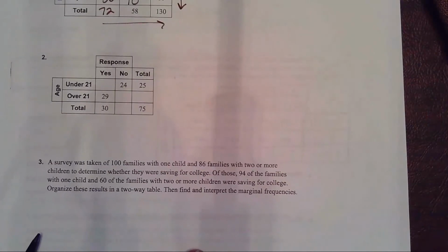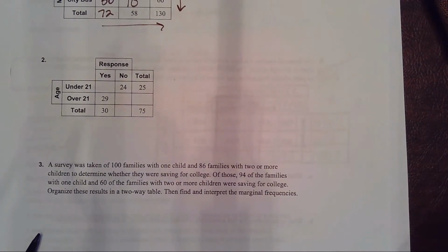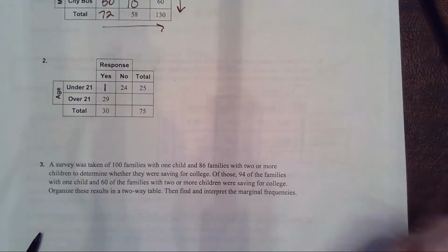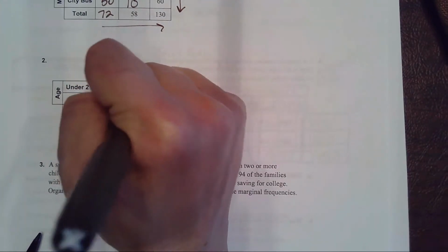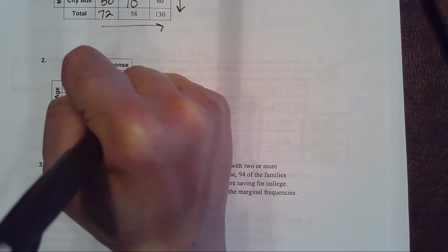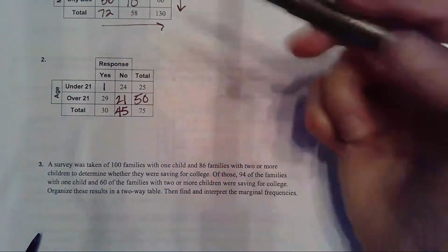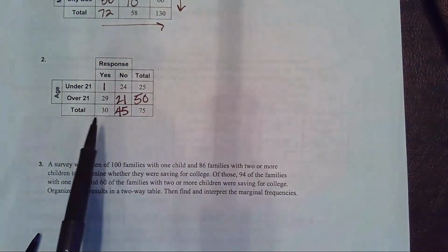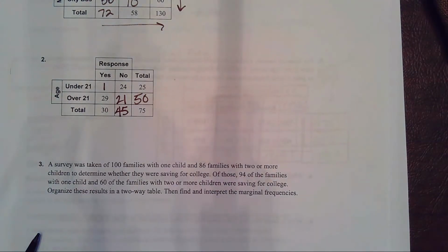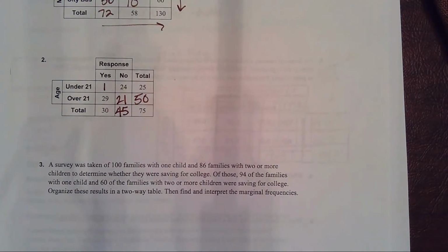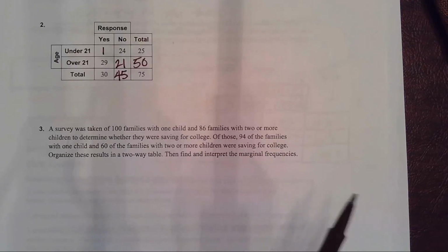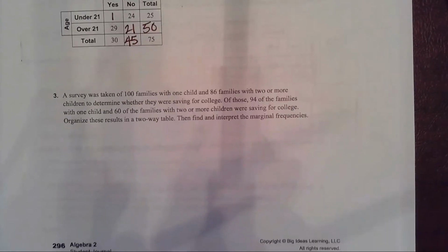And so again, same deal for number 2. You could be given different values in here. You might fill in 1 here. I would do 45 here, which would mean this would be 21, and this would be 50. Again, this sum vertically needs to add up to 75, and this sum horizontally needs to add up to 45, or 75, sorry.